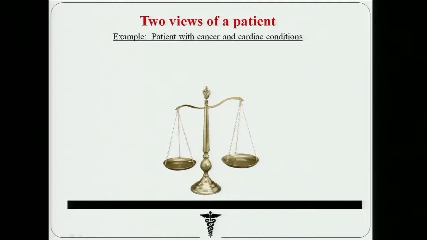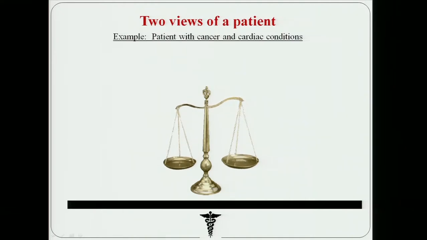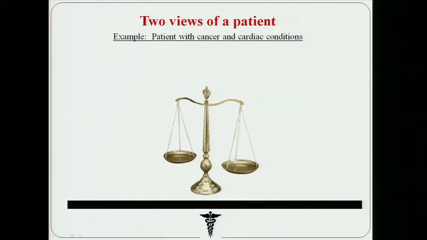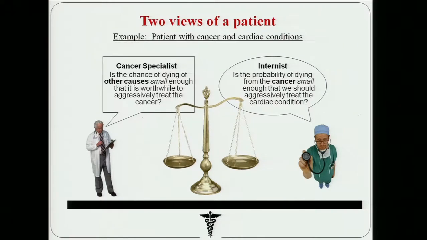There are two views of a patient with respect to cancer prognosis. There's a chance of dying of cancer or the chance of dying of other causes of disease. Now, in terms of John Doe, the patient with cancer and cardiac condition, the cancer specialist will ask, is the chance of dying of other causes small enough that it is worthwhile to aggressively treat the cancer?